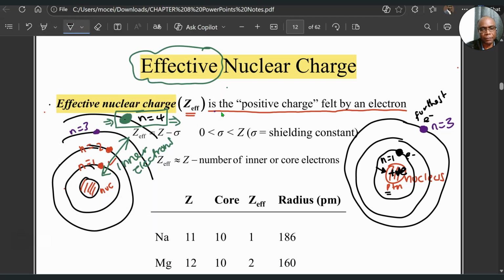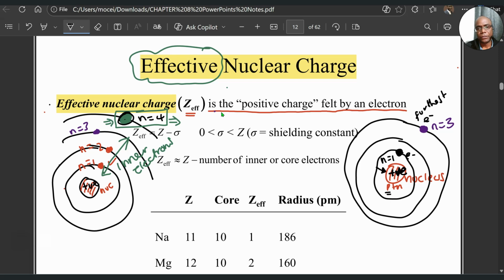Again, I repeat, the nucleus is positive. The electron on n equals 4, the green one right here, is not going to feel the complete effect of the positive charge of the nucleus, because the electrons that are before it, that are closer to the nucleus, will have taken out some of that positive charge strength.